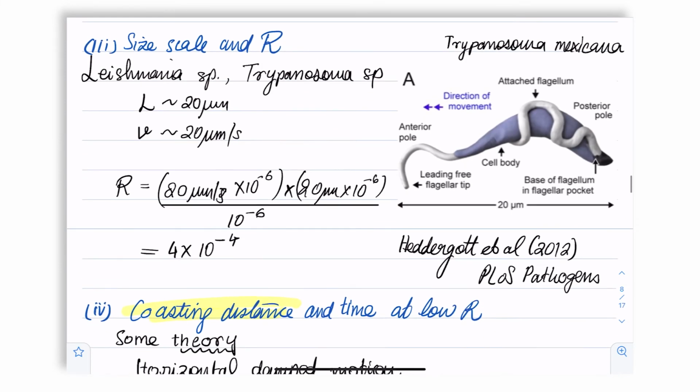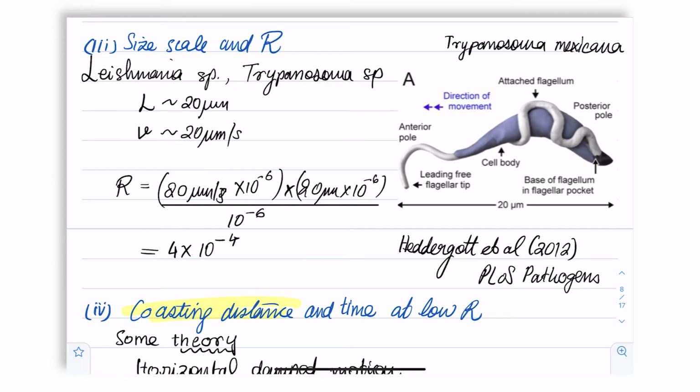But at small size scales, length is 20 microns, velocity is 20 microns per second, like for example, the parasite protozoan, Trypanosoma mexicana, which has a length of 20 microns, which includes its flagellar tip, the leading edge, has a Reynolds number of 10 to the power minus 4.